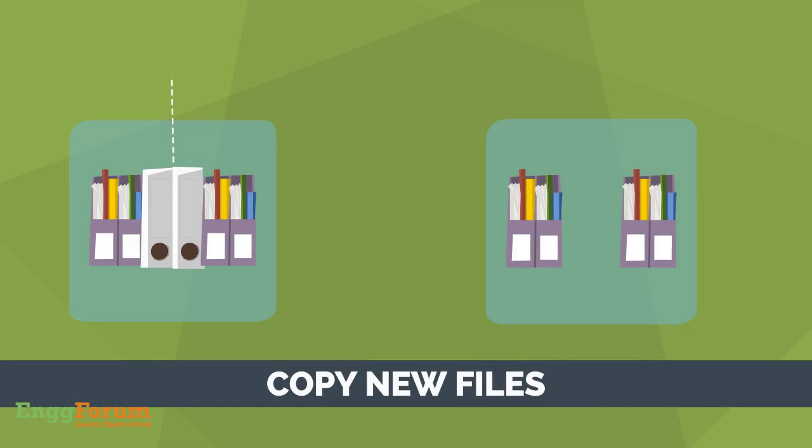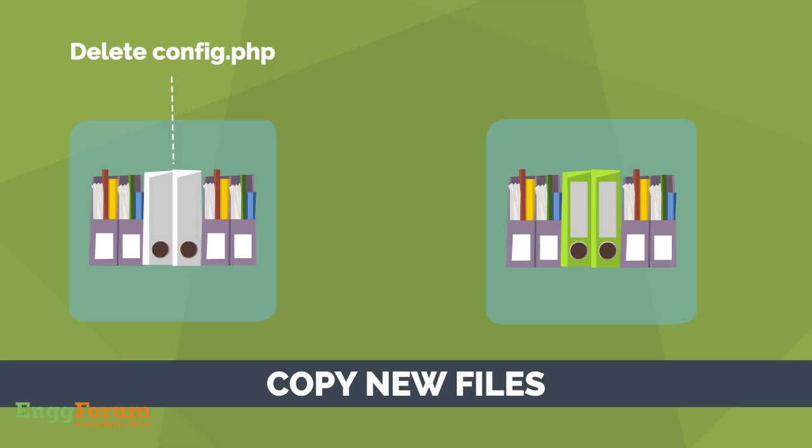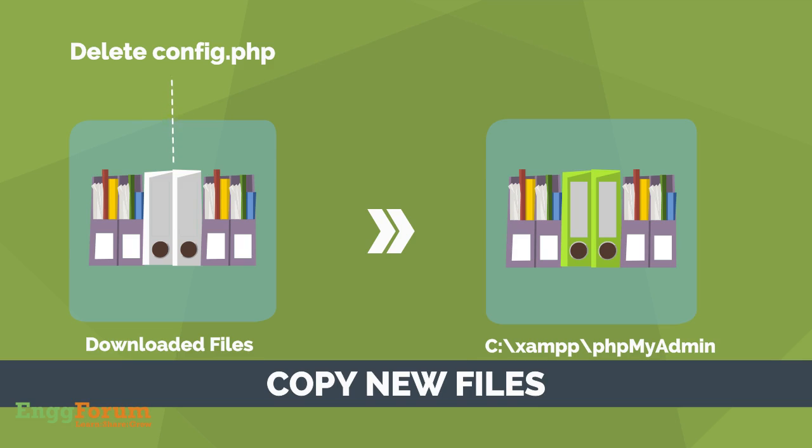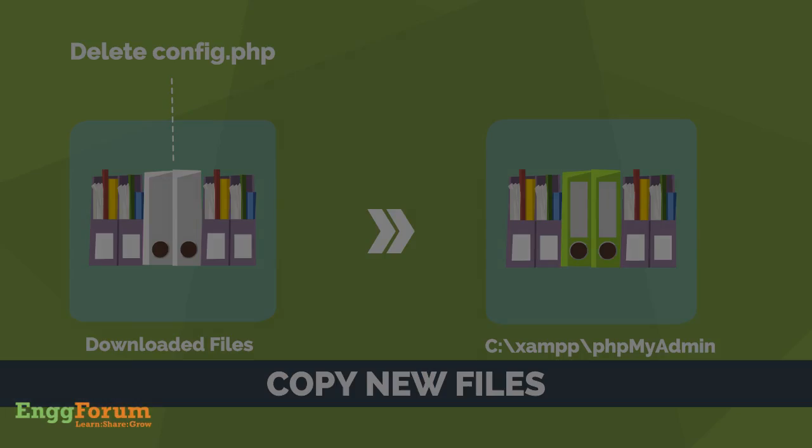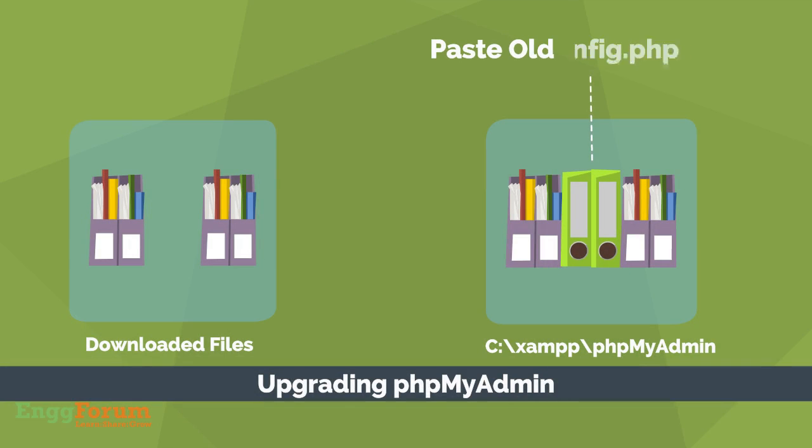Remember, before you paste the downloaded files, you should keep the config.php file from the previous version of PHP MyAdmin. Now, once you have pasted the new downloaded files, paste the previously copied config file to the current location.